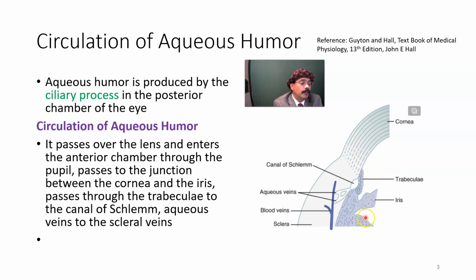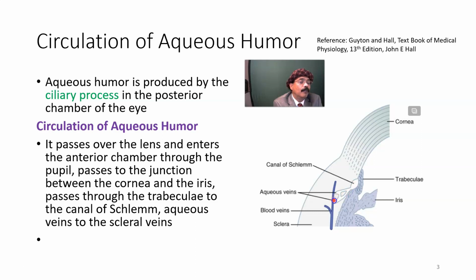So it is from the posterior chamber, goes through the pupil, going to the junction between the iris and the cornea. And here we have trabeculae. They are lined by endothelial cells. Also the canal of Schlemm is lined by endothelial cells. Then we have the small aqueous vein. Then we have the scleral vein. So ideally it is produced here in the ciliary body, goes to the pupil, and it is reabsorbed at this junction, going through the trabeculae, then to the canal of Schlemm, then to the aqueous vein.